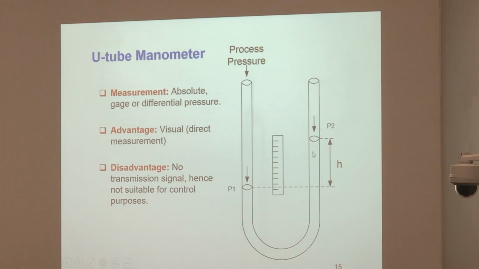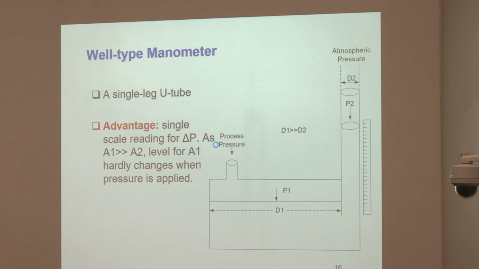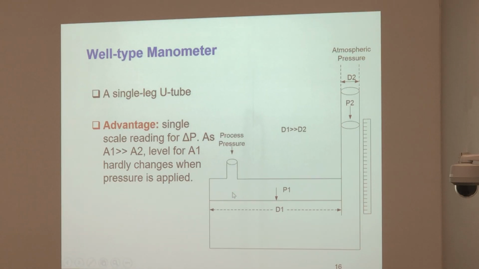So you always need to read two sides to measure, or to minus it out. But when you use this method, this side, the level never changes. So you don't need to minus out the inside. Whatever you read here, you can directly use as the reading of the pressure.